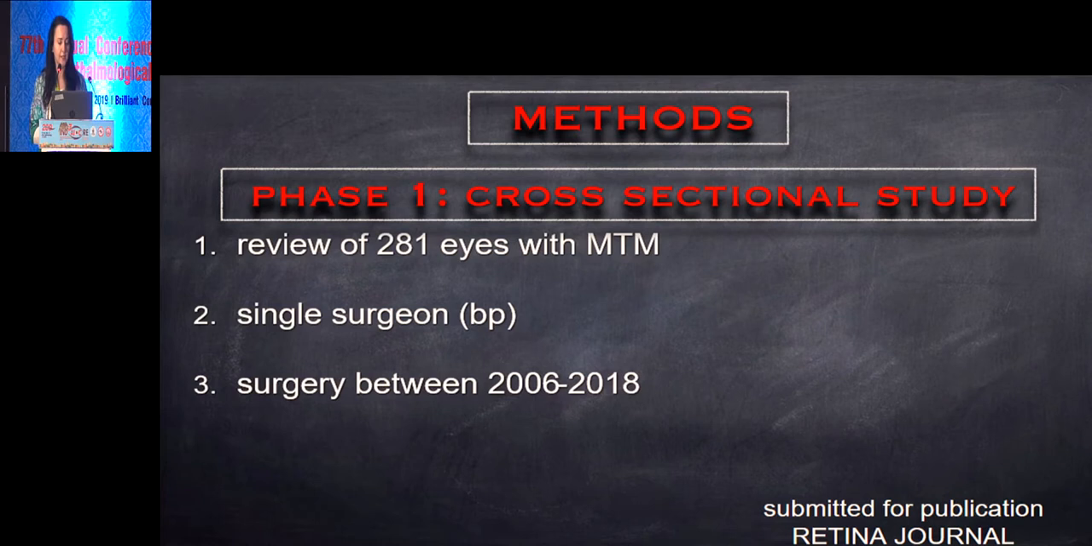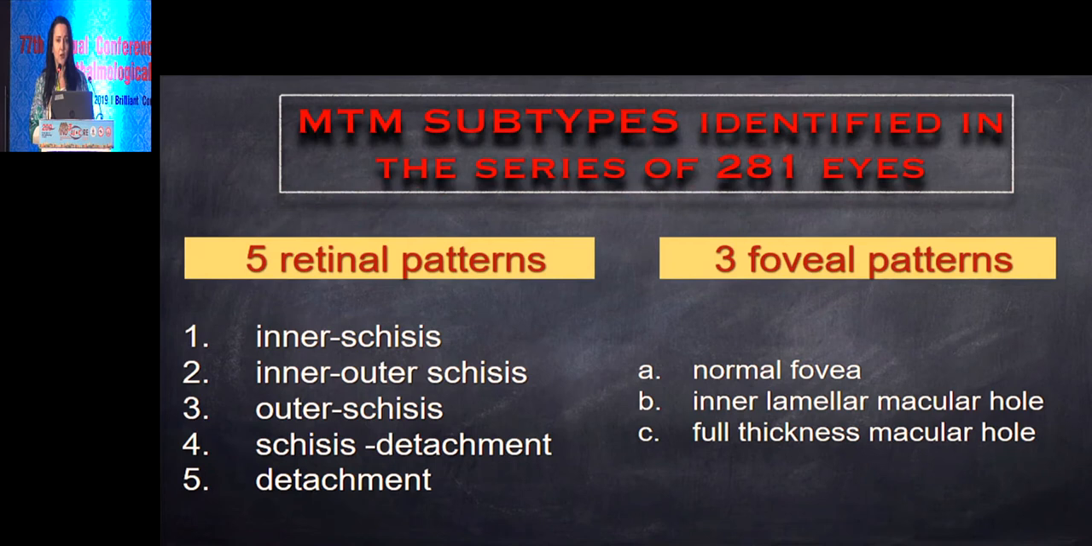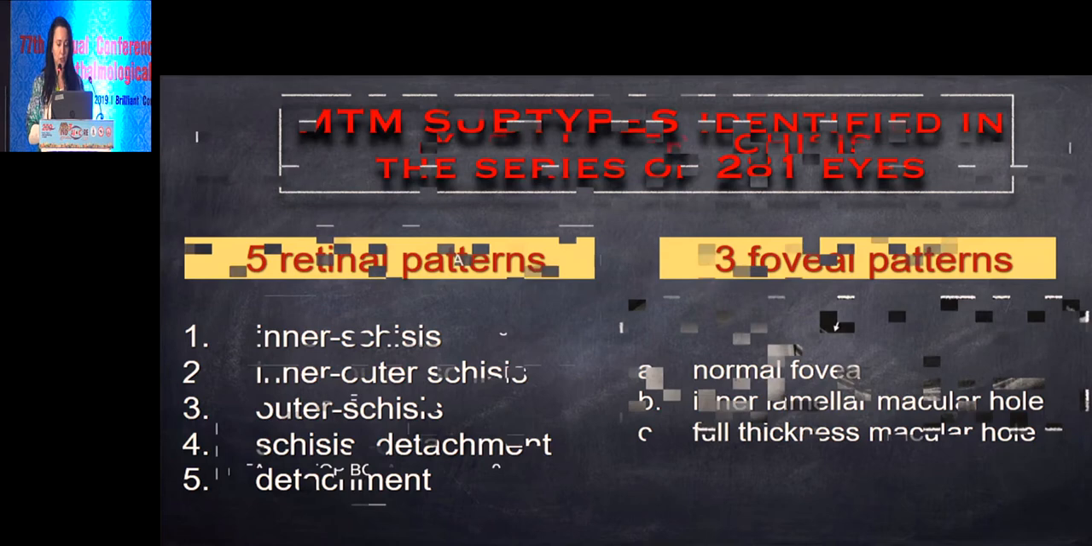I have operated them with different types of surgery, and I first classified each one of them in type of MTM based on the preoperative OCT. So I have found five types of retinal patterns from the inner layers to the outer layers, and three types of foveal patterns. I will show you. So let's start from the inner layers.